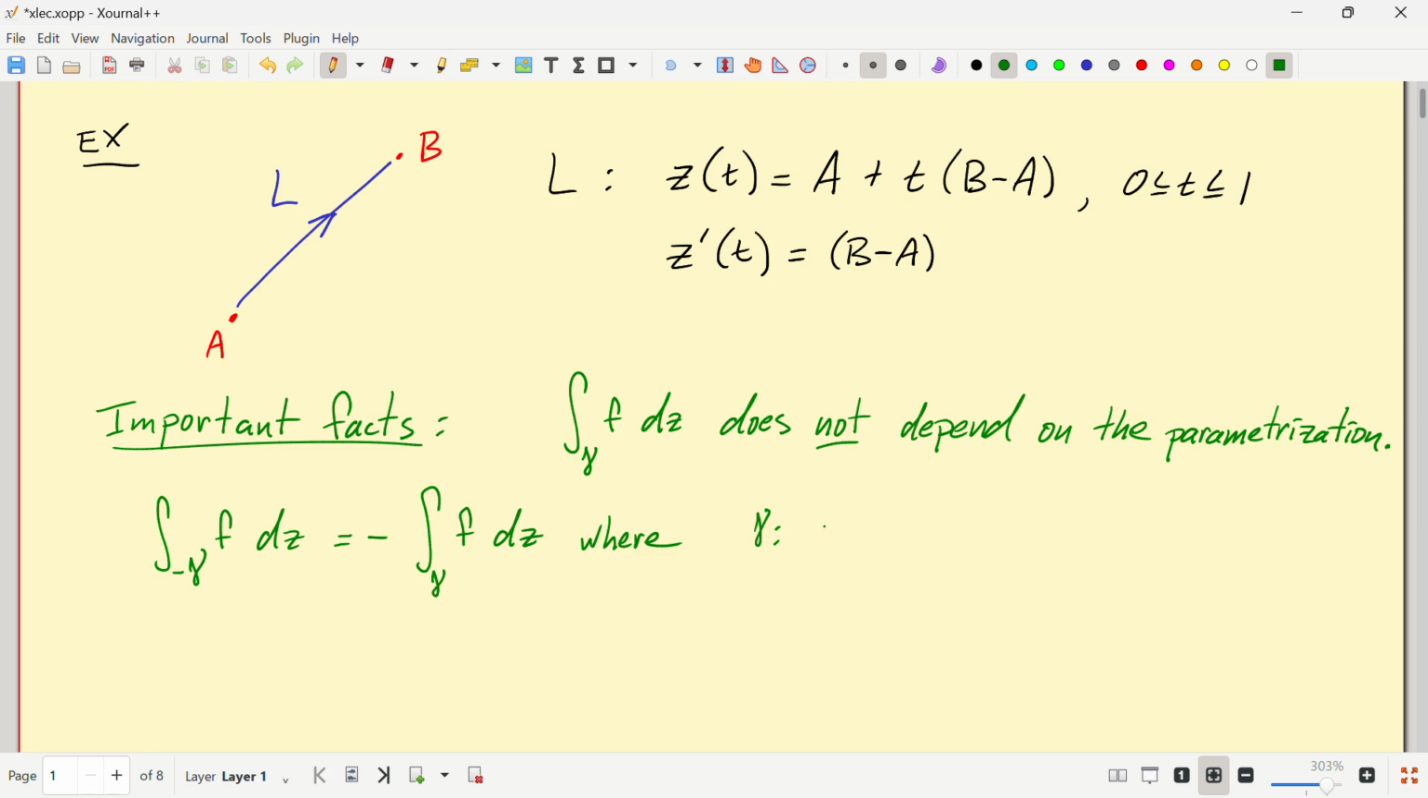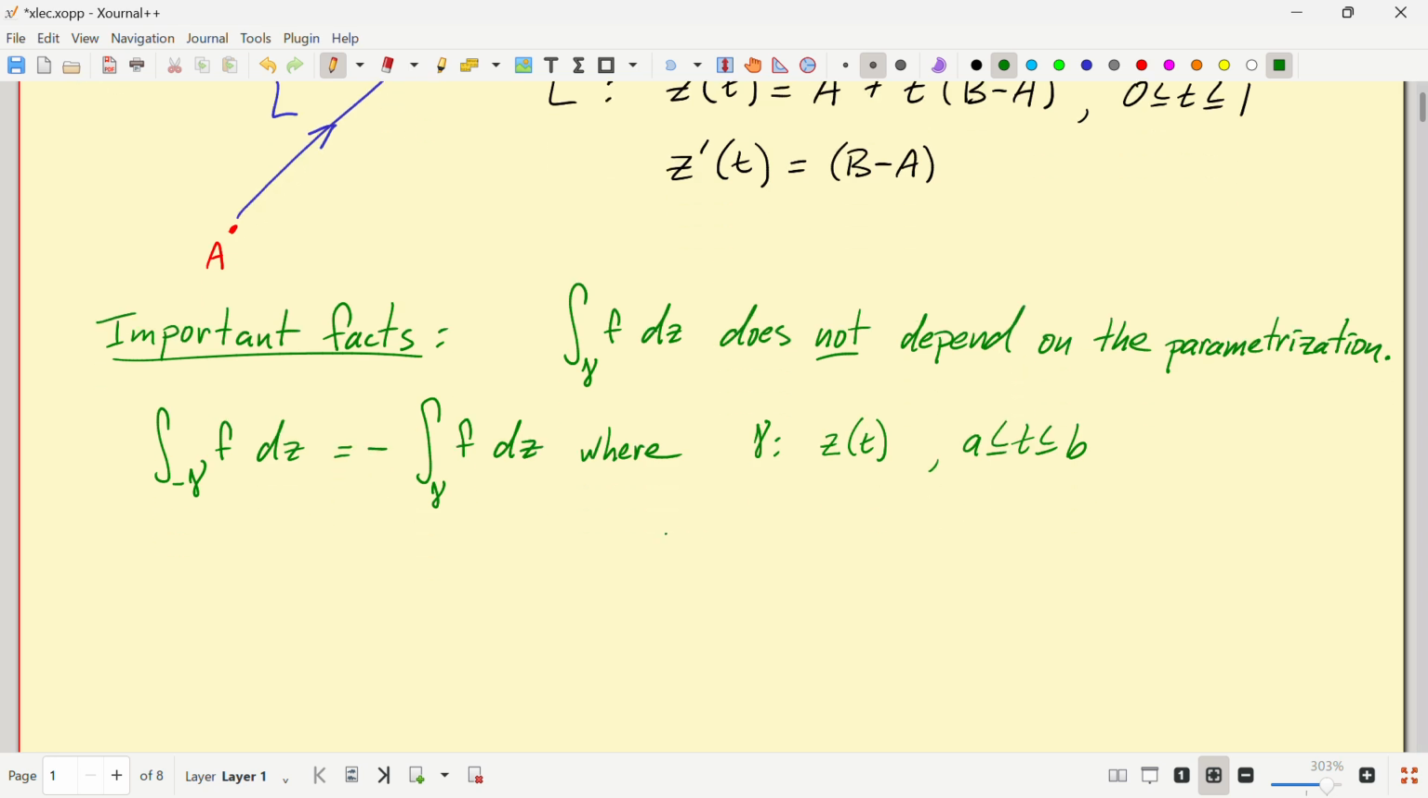So if the parameterization is z of t as t ranges from a to b, then minus gamma would be going backwards. So you'd start at b and you'd have t times a minus b. That would start at b and go to a as t ranges from 0 to 1. Anyway, those are easy to check.